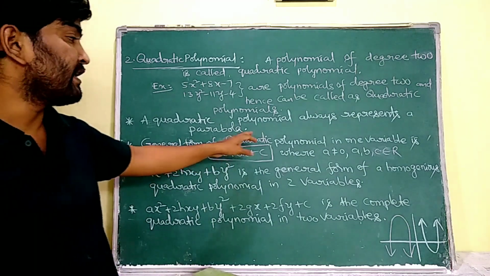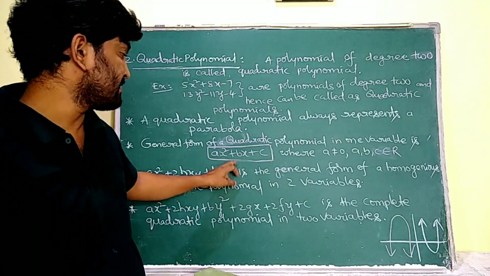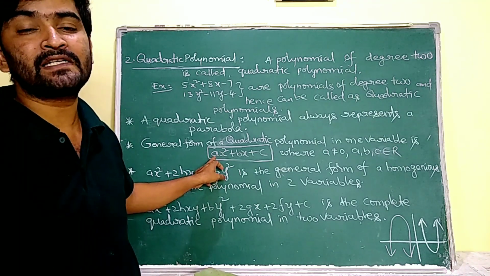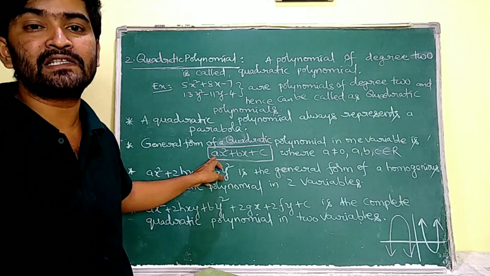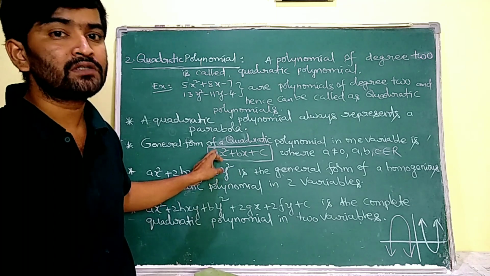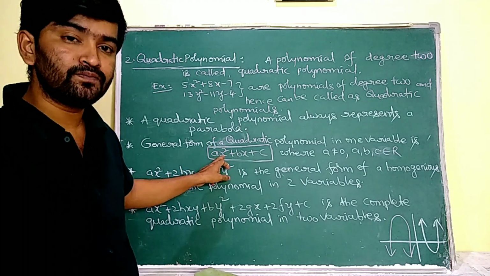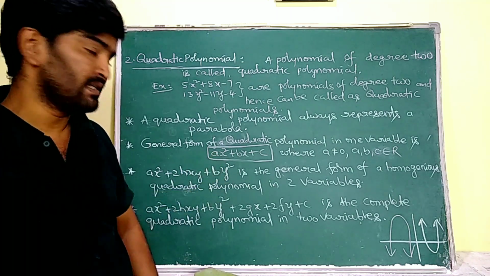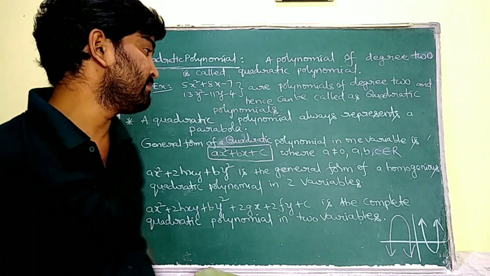The general form of a quadratic polynomial in one variable is ax square plus bx plus c. Here a not equal to 0. Why? Because it is a quadratic equation. Specifically we are discussing degree 2, so the degree 2 term must not be 0. That is why a not equal to 0, and a, b, c are real numbers.